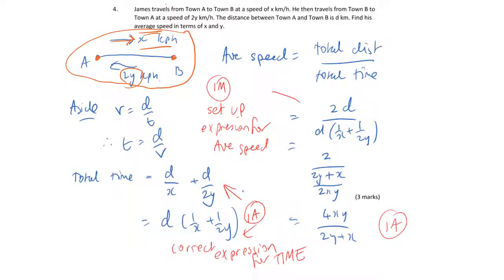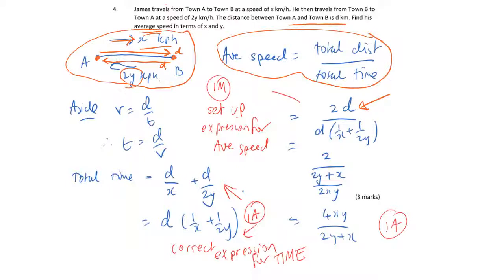So in order to find the average speed, we use this rule here. Average speed is equal to total distance divided by total time. Now we were told somewhere, where was it? The distance between town A and town B was d kilometres. So that means when you go in that direction, you travel d kilometres. But when you go in that direction to go back, you travel another d kilometres. This means that your total distance is going to be 2d.